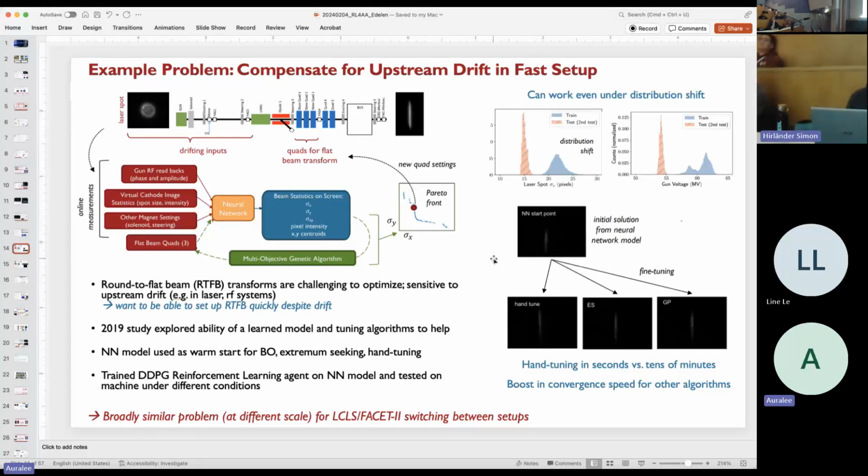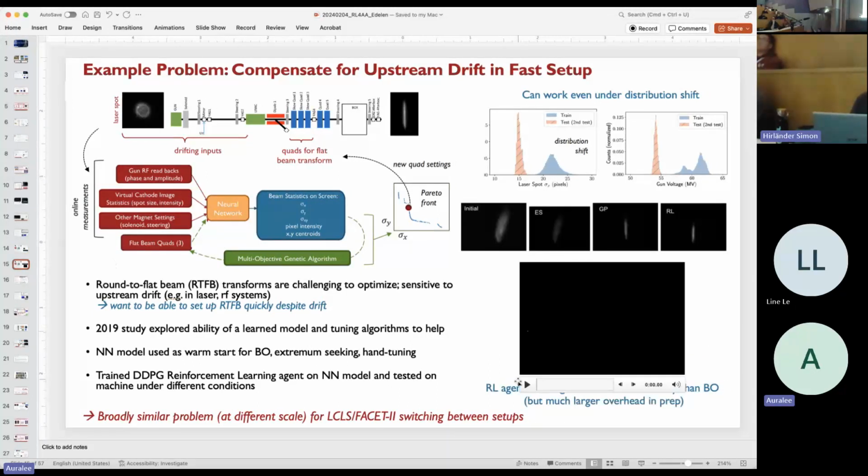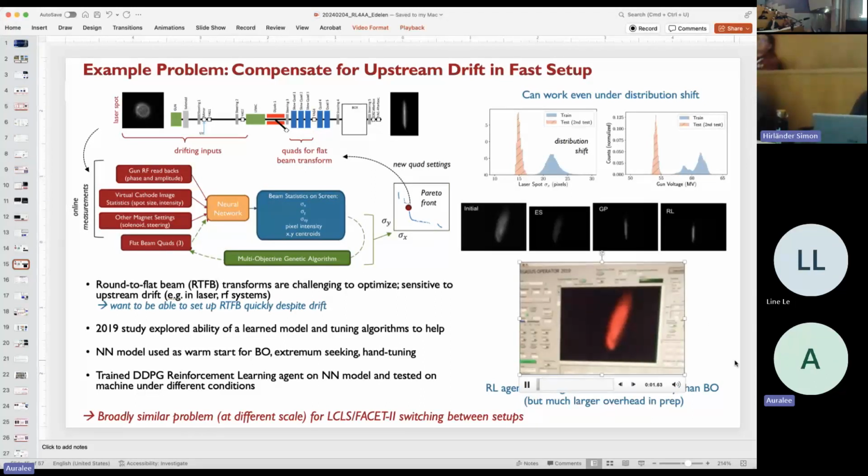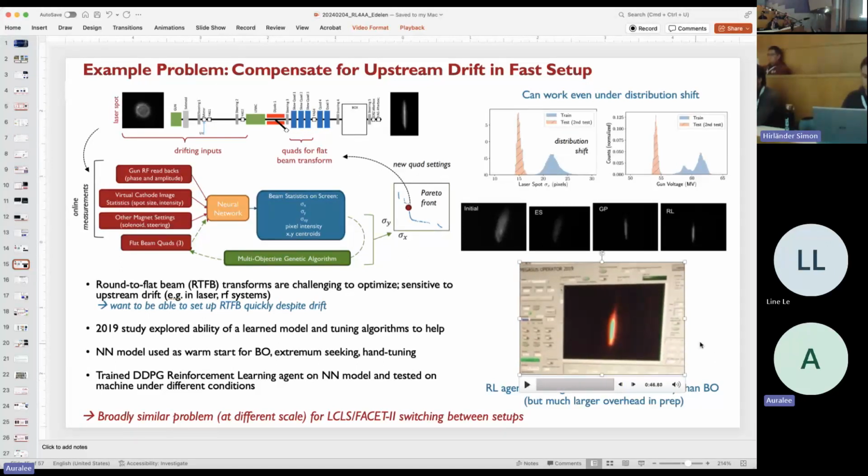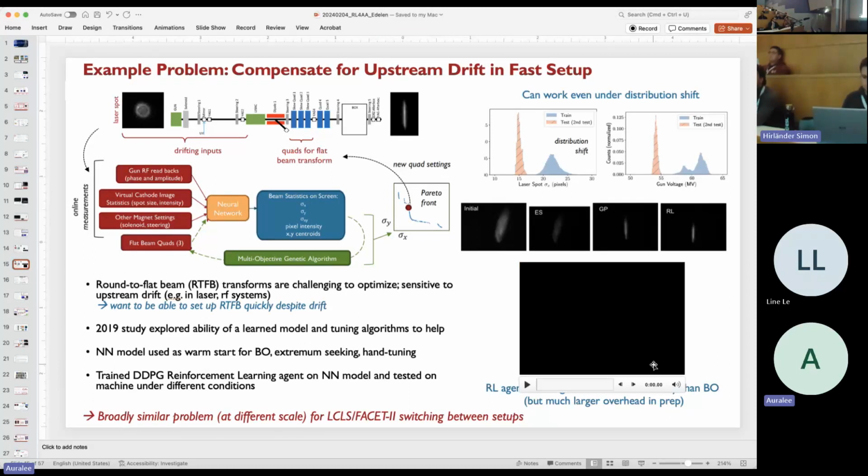And then we explored using that as a warm start for other optimization algorithms, including BO and hand tuning, and also extremum seeking. And then the last thing that we did was compare to a simple DDPG agent. And the DDPG agent actually, once trained, converged the fastest and the most smoothly out of all of them. But there was a lot larger overhead and preparation, and so ultimately this contributed to why we sort of put the brake on investing further in RL at that moment in time, and continue to develop BO.